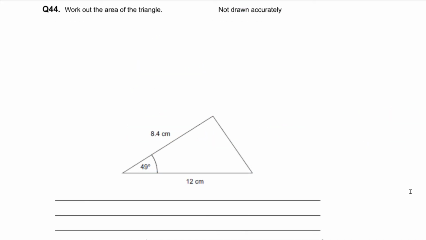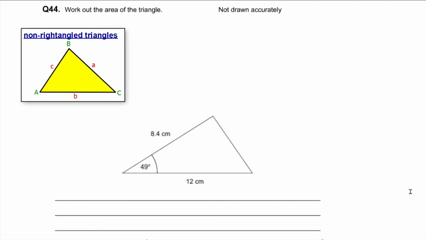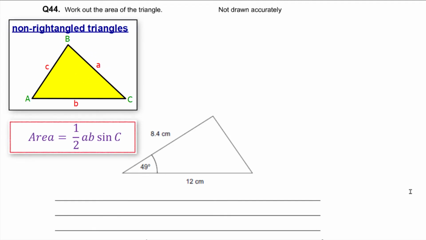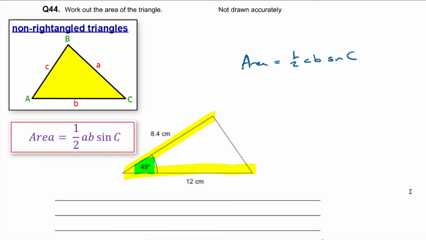Question 44, work out the area of the triangle. So now we're going to be using our trigonometric area formula. It says area of a triangle is half AB sine C. Now to find the area of a triangle using trigonometry, you need two sides and the included angle. It's always the angle between the two sides that you know, and that's what I've been given here. I know this side, I know this side, and I know that angle between them. So I can use the formula here.